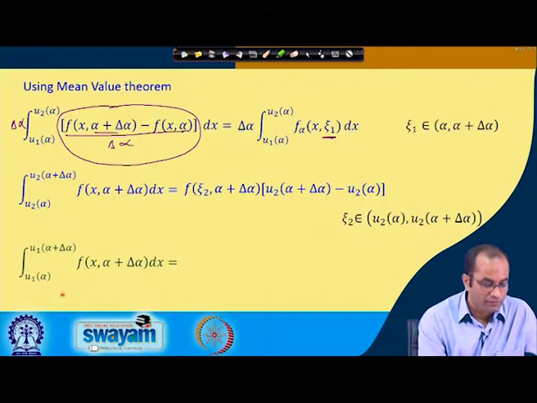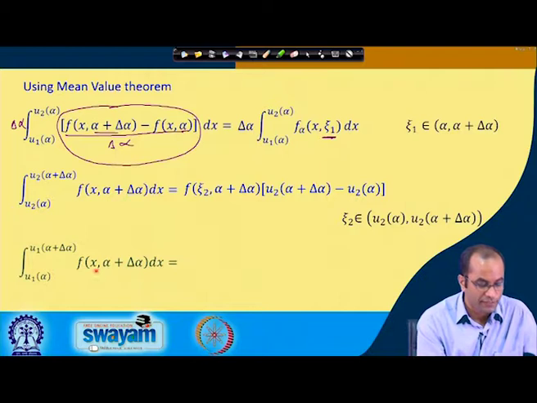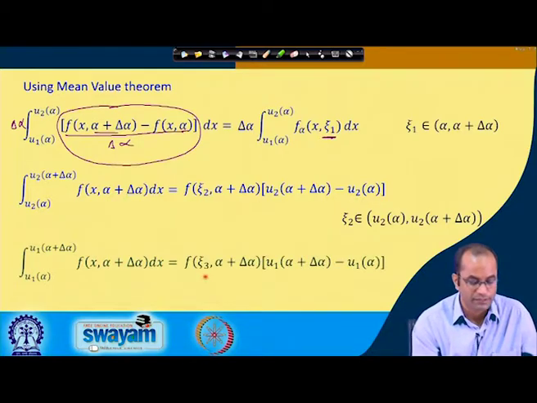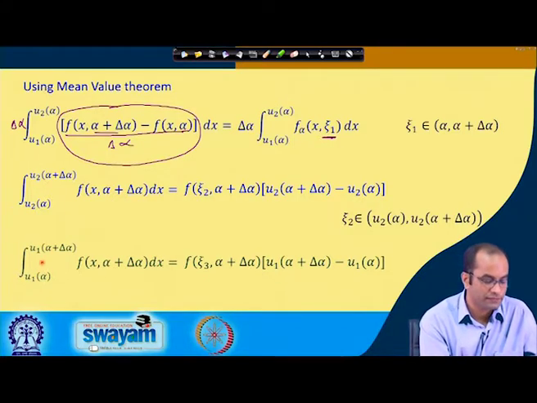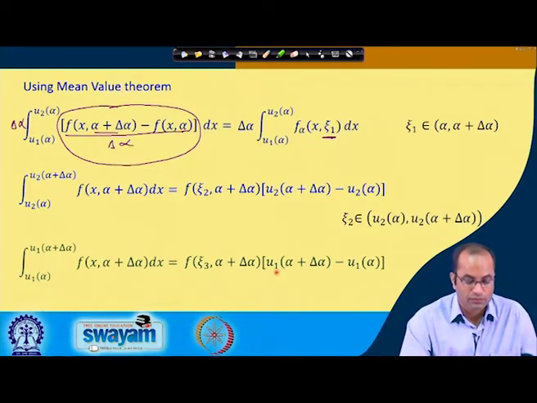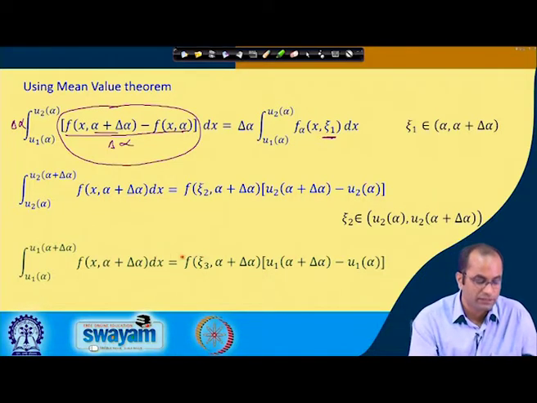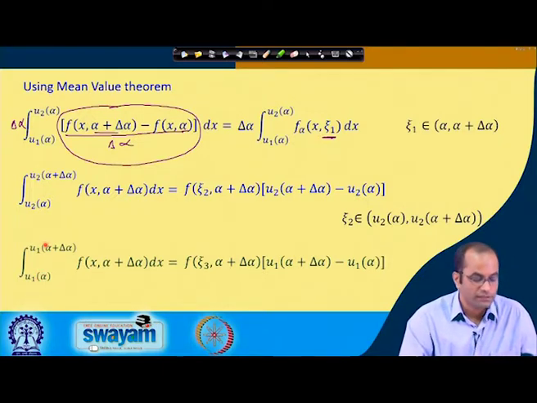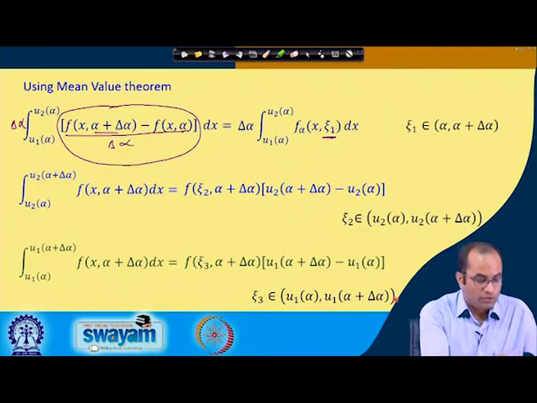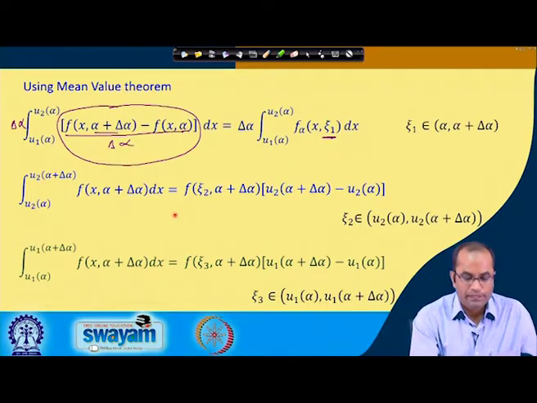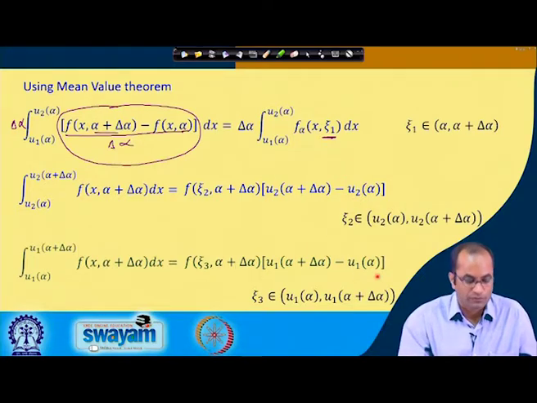And now, for the other integral, the same theorem we will apply. This x will be replaced by some xi 3. So, this is the function evaluated at the point xi 3, times the difference of the limits, u 1 alpha plus delta alpha minus u 1 alpha, and again this xi 3 will lie between u 1 alpha and u 1 alpha plus delta alpha. So, these three integrals will be replaced by these right hand side terms.